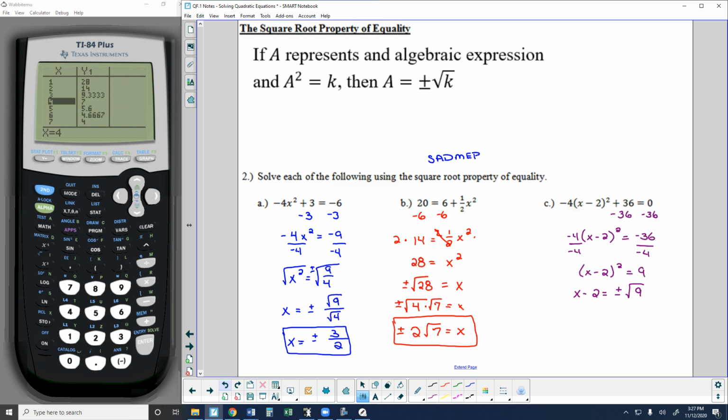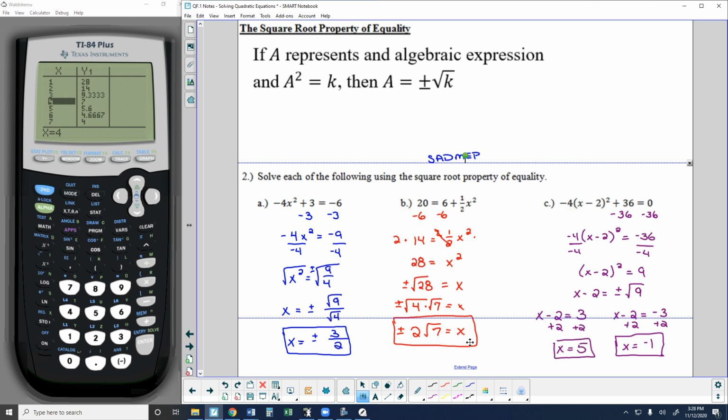So how I can do this by hand is I can split this up. So x minus 2 is equal to the positive version of square root of 9, and square root of 9 is 3, so x minus 2 equals positive 3, and x minus 2 equals the negative version of the square root of 9, so negative 3. Now I can make one small step to get x by itself. I can add 2 to both sides. So x equals 5, and x equals -1. And there I have my two solutions, 5 and -1.